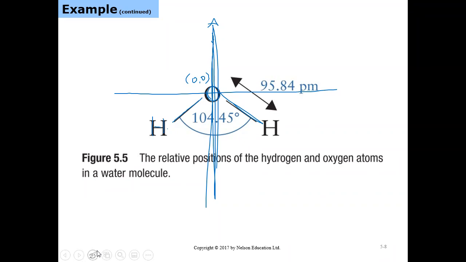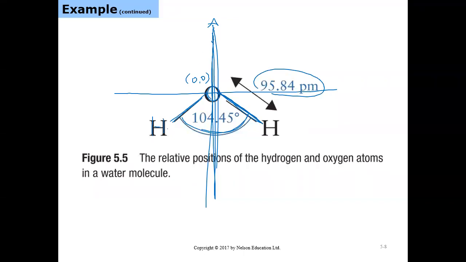Then a few more things are given in the question. The bond length of oxygen-hydrogen is given, 95.84 picometers. Pico means 10 to the minus 12, so very atomic distances, and this is also the same. And the angle between the hydrogen-oxygen-hydrogen bonds is 104.45 degrees. These are given in the question. And the question is to find the location of the center of mass of this water molecule.